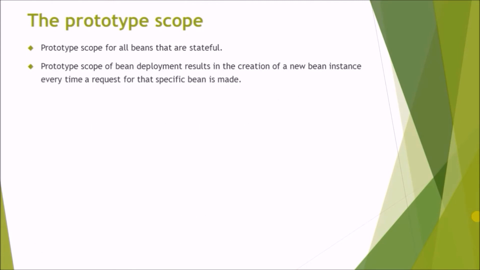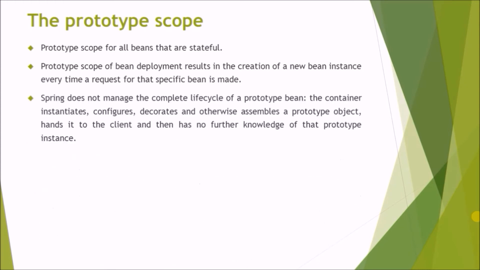Prototype scope of bean deployment results in the creation of a new bean instance every time a request for that specific bean is made. Spring does not manage the complete life cycle of a prototype bean. The container instantiates, configures, decorates and otherwise assembles the prototype object, hands it to the client and then has no further knowledge of that prototype instance.